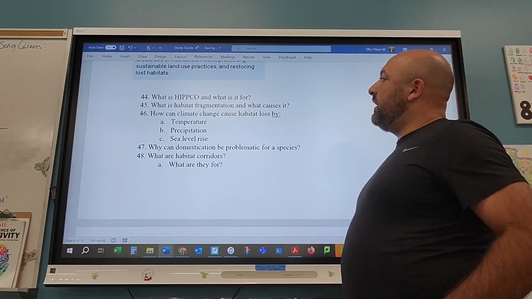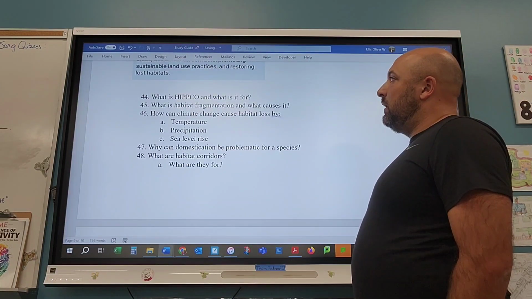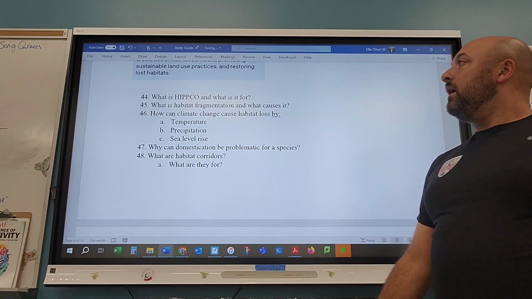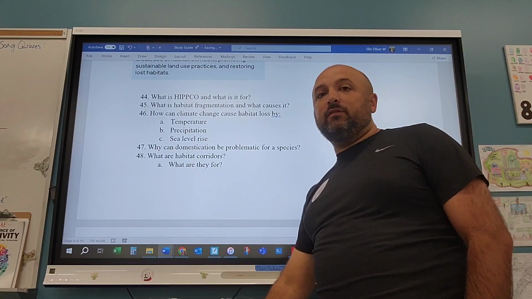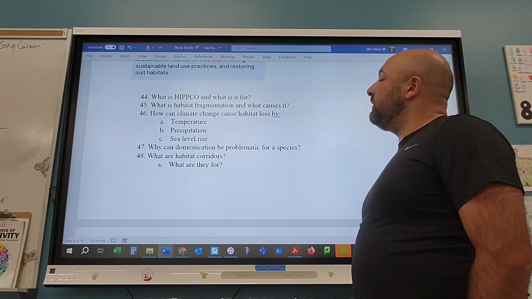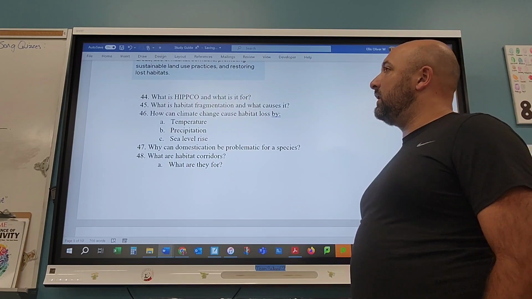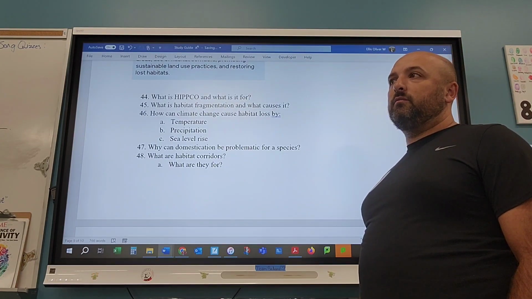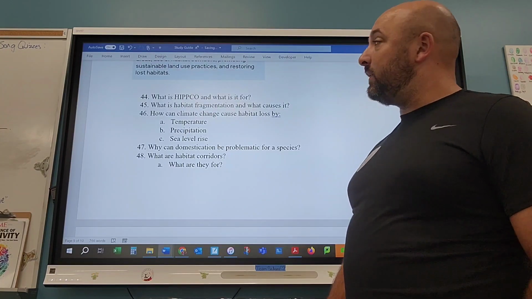All right, what is HIPPCO and what does it mean? H stands for habitat, I stands for invasive species, P stands for population, P stands for pollution. We've got C, which stands for climate change, and we have O, which stands for overexploitation or overpopulation. I think it's overexploitation, but I can't remember. Either way, it's about the same thing.